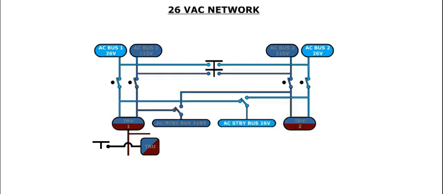The 26-volt AC system similarly consists of an AC Bus 1, AC Bus 2, and the AC Standby Bus. The arrangement and operation of the 26-volt AC system is the same as the 115-volt AC system.